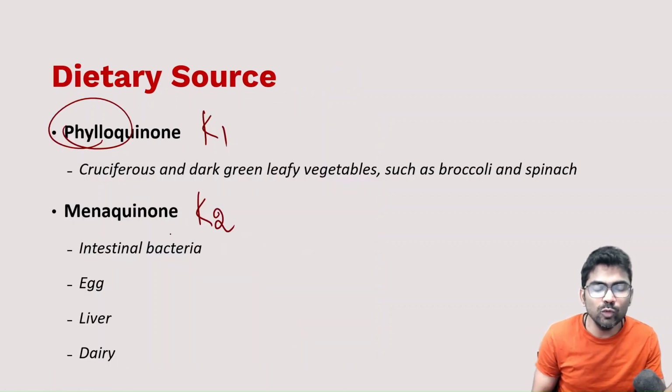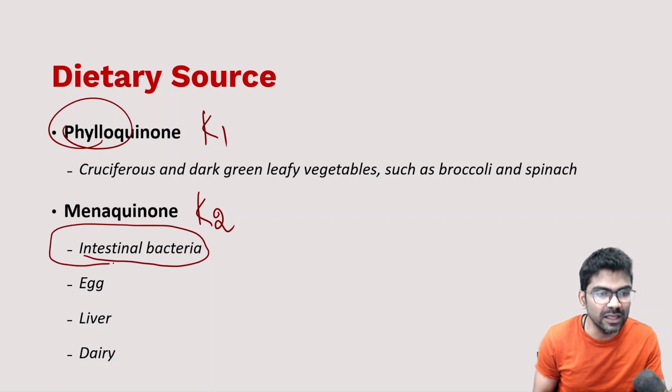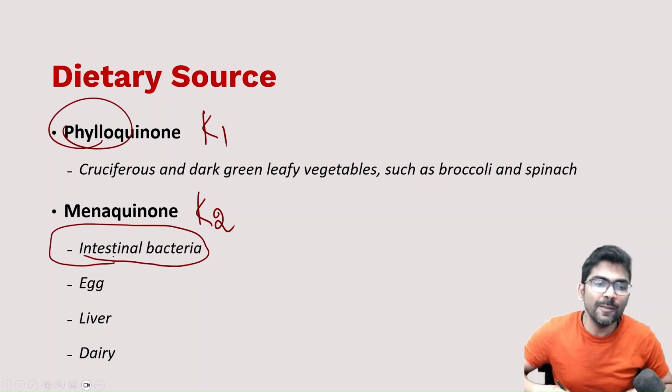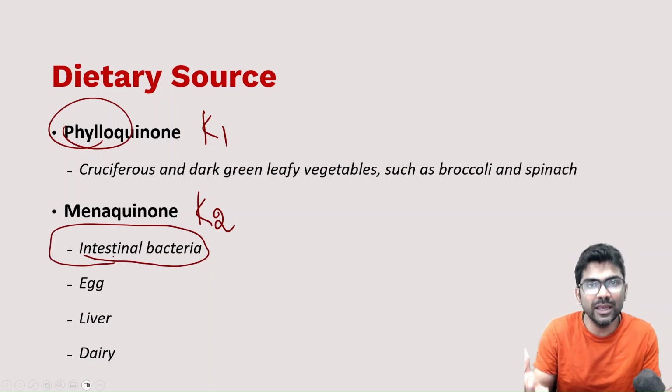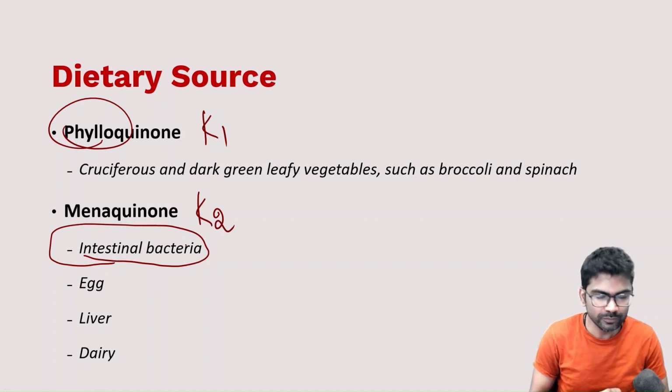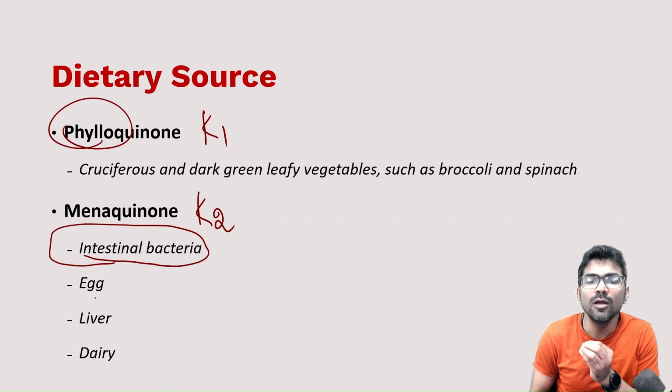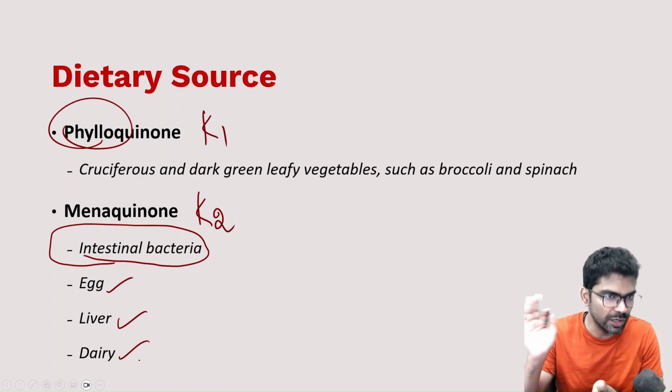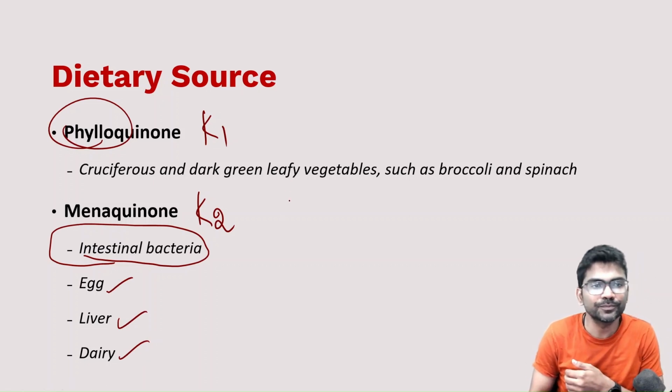What about K2? As I told you, it is produced by the intestinal bacteria. So our commensal bacteria, they produce K2 and it is absorbed by the human body. Also, it is present in diet of animal origin like egg, liver and dairy products, right?